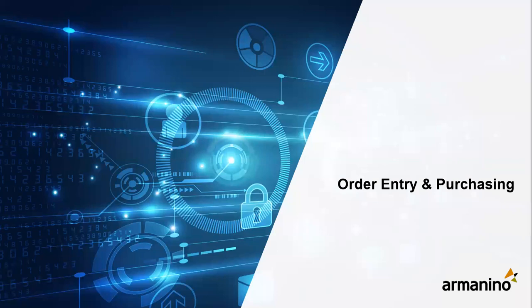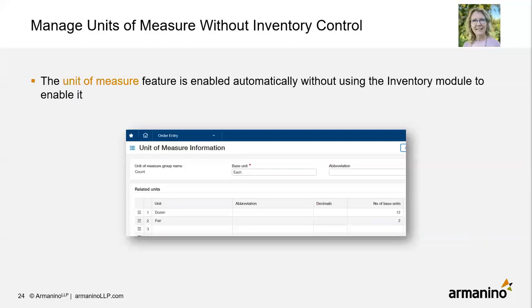Order entry and purchasing. Let's talk about that for a minute. In order entry and purchasing, we now have the ability to enable the unit of measure feature without enabling inventory. Most of you are already using Sage Intacct. We've already enabled it. If you are, it's not a big deal. This is more of a new feature release. So if you're doing a brand new implementation or just going to implement order entry and purchasing, now we can do unit of measure enabled in order entry and purchasing without having the inventory module.